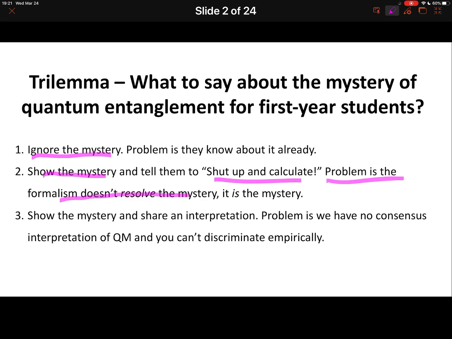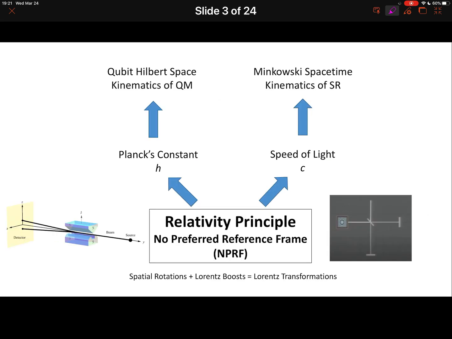But there is a problem, of course. The formalism doesn't resolve the mystery. The fact that the formalism maps to the experimental outcomes, that is the mystery. You can show the mystery and then share an interpretation like many worlds or de Broglie-Bohm. Most physics professors aren't interested in doing that. So, what do we do at Elizabethtown College?